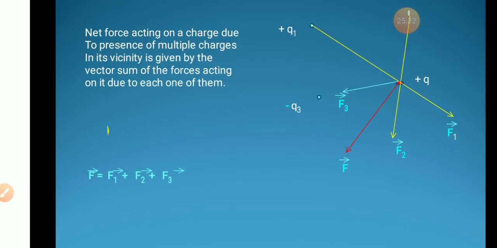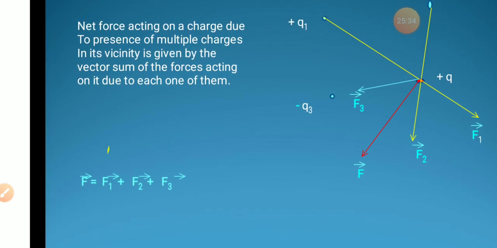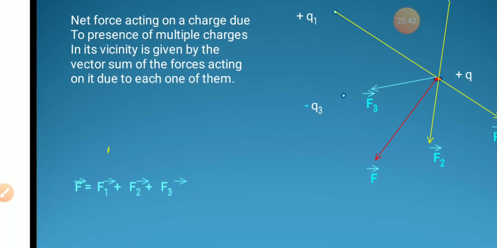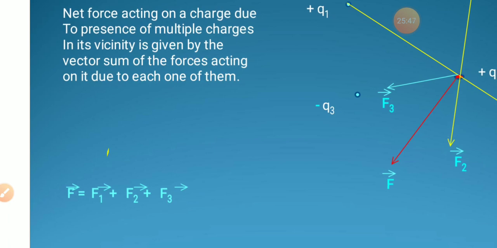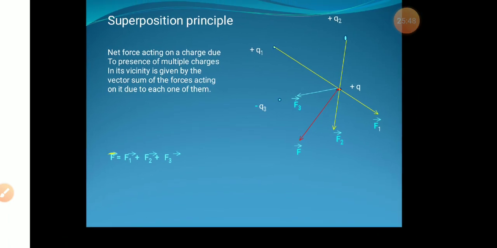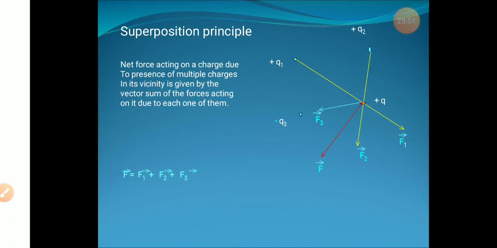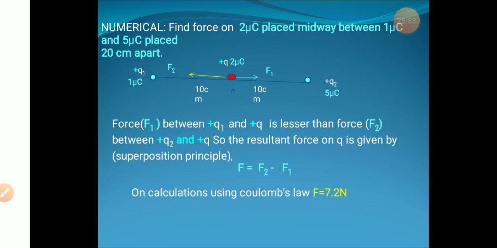So here comes a statement. Net force acting on a charge due to the presence of multiple charges in its vicinity is given by the vector sum of the forces acting on it due to each one of them. This principle is called the superposition principle. Now let us do a numerical problem based on this superposition principle only.